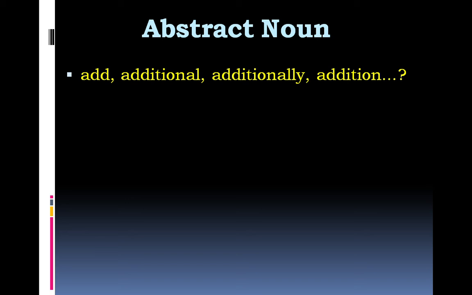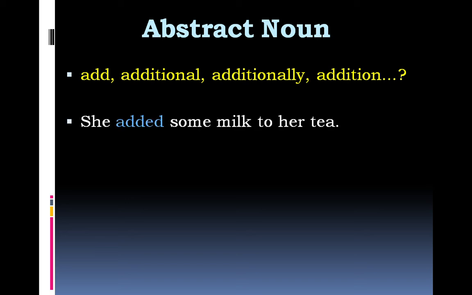Use the word in a sentence. That's the solution. We're going to use all these 4 words in sentences and we'll try to guess which part of speech they are through their function in the sentences. So let's take a look. She added some milk to her tea. You see, add has got a past form also, so it proves it to be a verb.